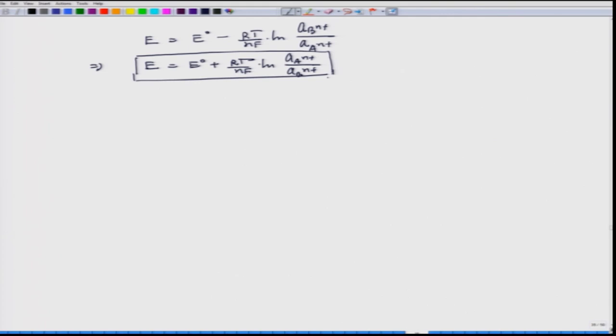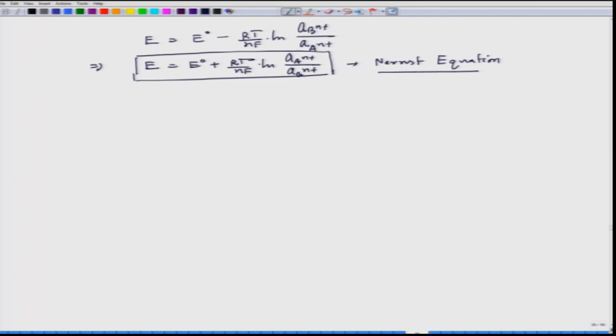Now, from the look of this, whoever has a little idea will say that this is nothing but the Nernst equation. Now, we would look beyond this Nernst equation. This is for the overall reaction. Now, we have tried to see what happens in one beaker and what happens in the other beaker.